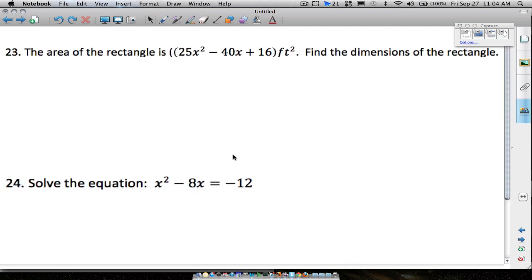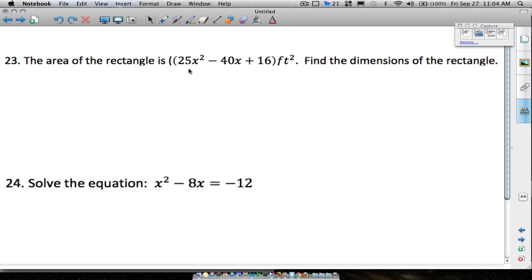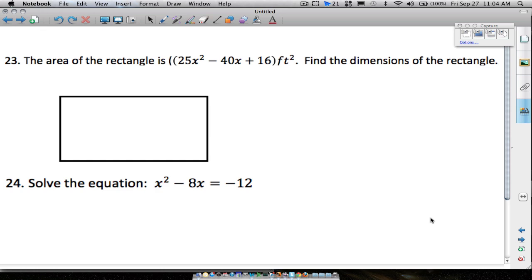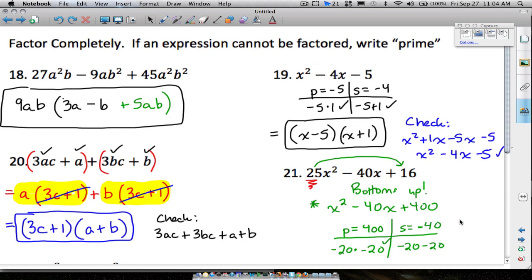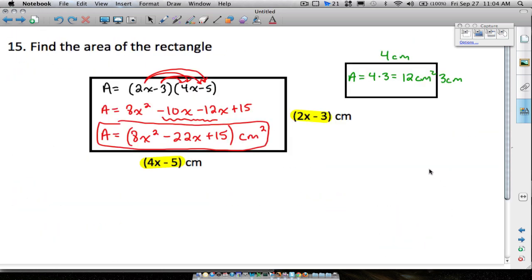On to 23. The area of a rectangle is 25x squared minus 40x plus 16 square feet. Find the dimensions of the rectangle. Now I want to back up to two problems. One problem that we did earlier, right here, we were given the dimensions of the rectangle and we had to go and find the area. So I'm going to go off on a little tangent real quick, back on this problem before I go and complete the other one. Suppose we have 8x squared minus 22x plus 15.